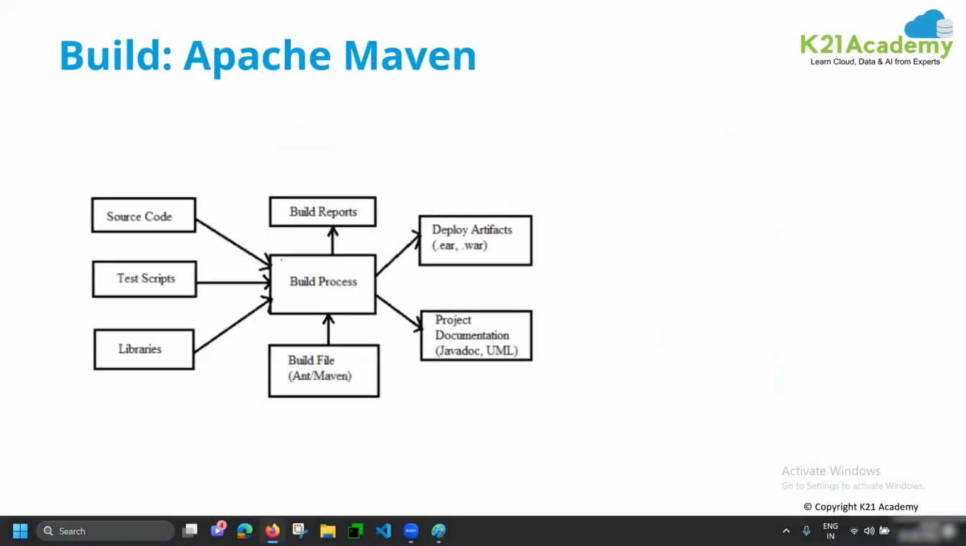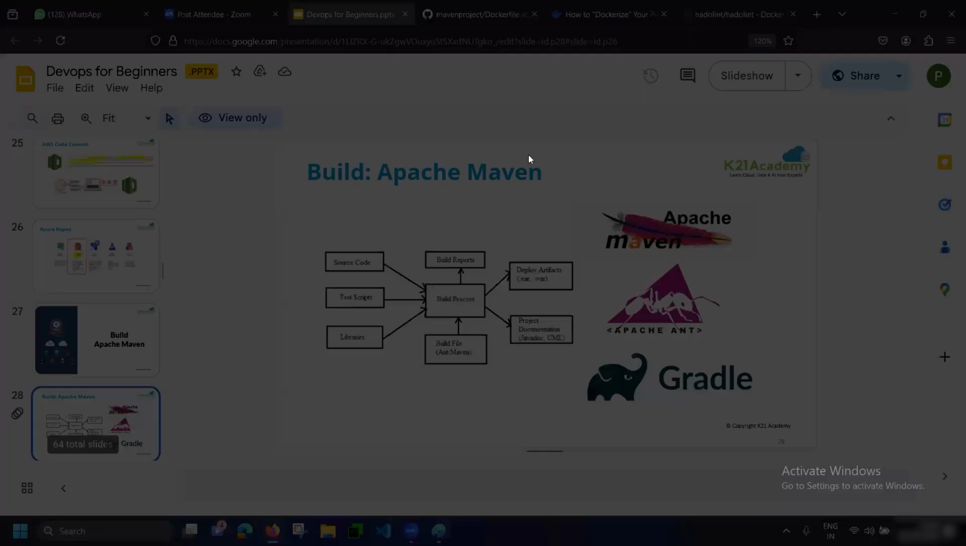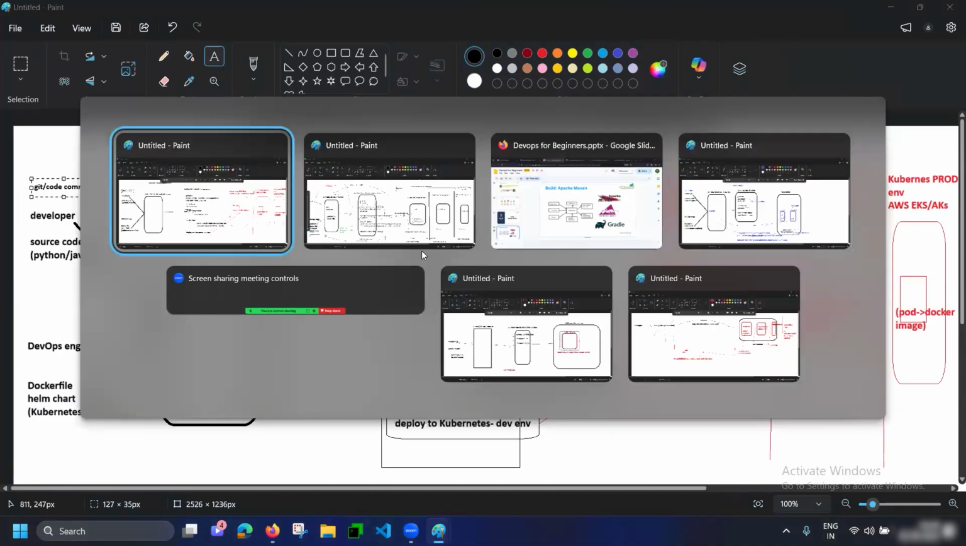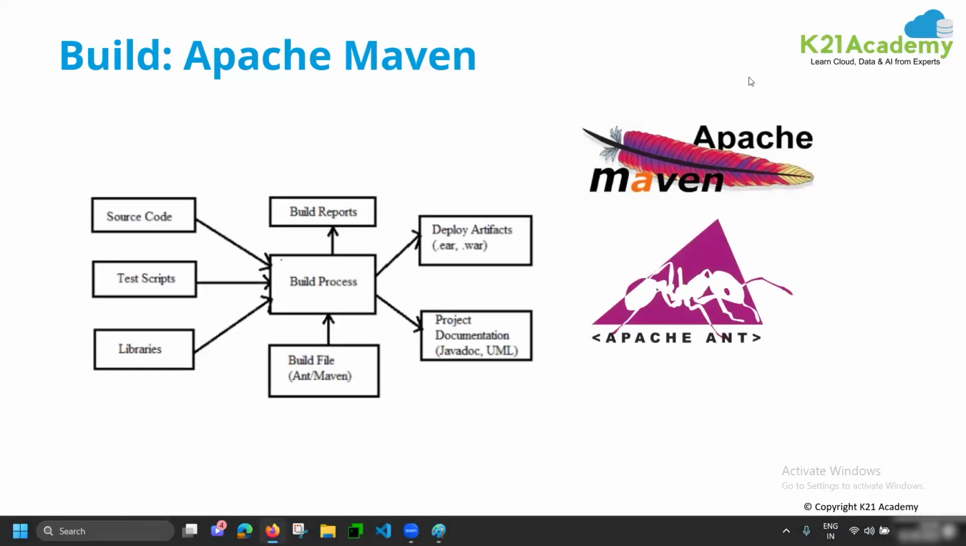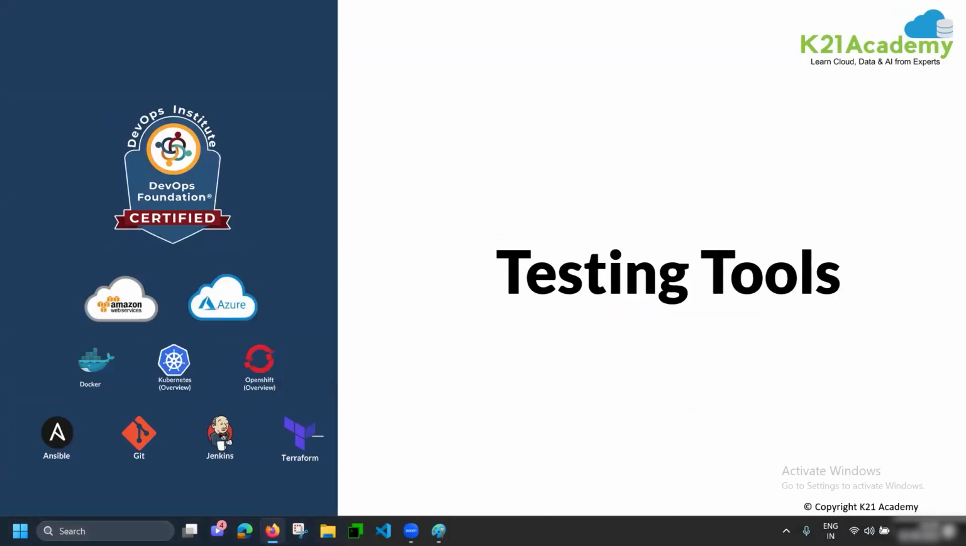Maven, we would be using as our build tool, so we would be creating the artifact. We can perform tests and code compilation. In the previous picture I even showed you that we would be using Maven for code compilation and for generation of the artifact. So we have Maven, we have Ant, we have Gradle. These are some build tools.